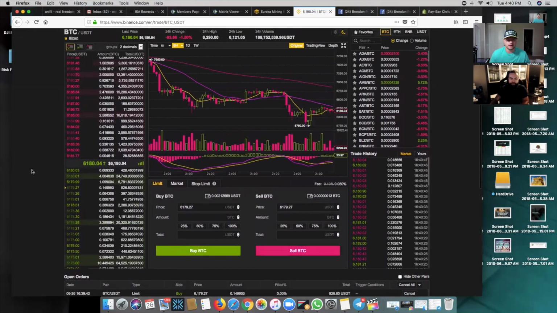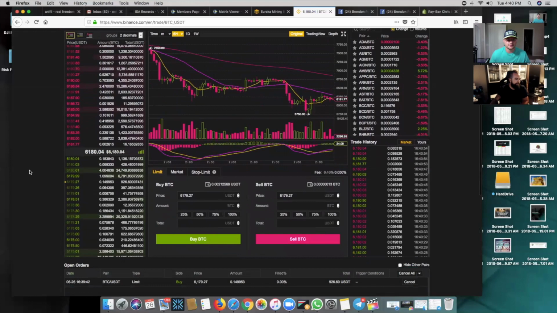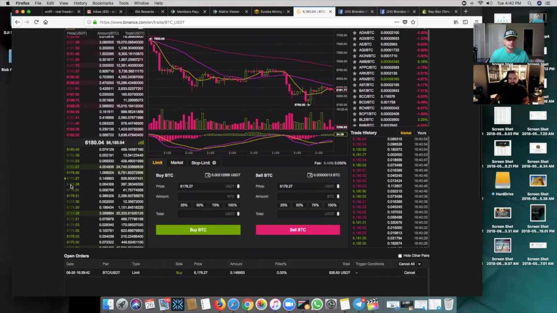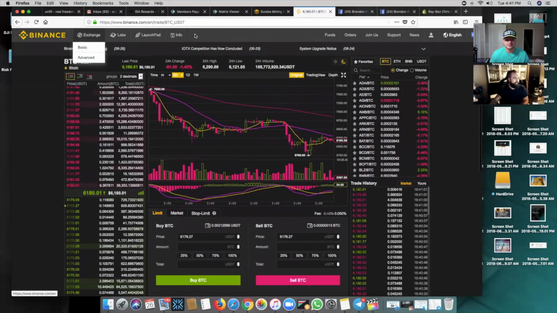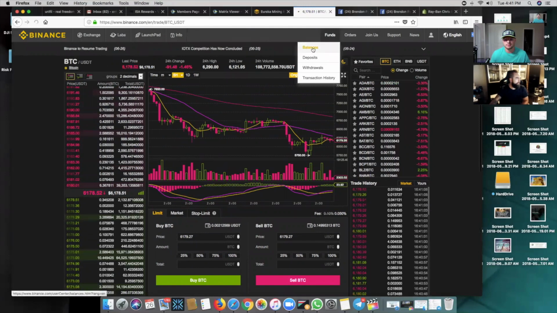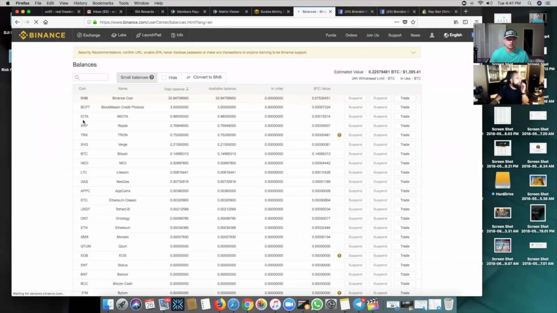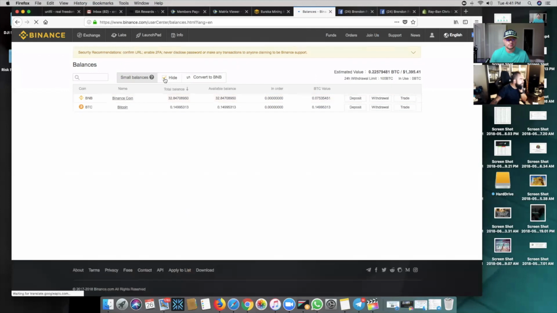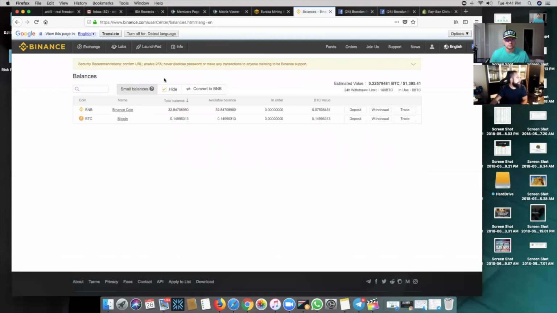So now, when it gets filled, we just basically wait until it gets filled, right? Yeah. And when it gets filled, it'll be in our BTC wallet, which will be on funds, balances. I think mine should fulfill. Oh, I don't know. I mean, it keeps bouncing up and down. 6178. Oh wait, it just filled.